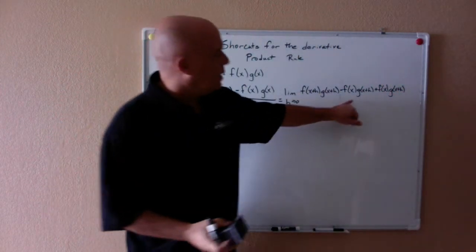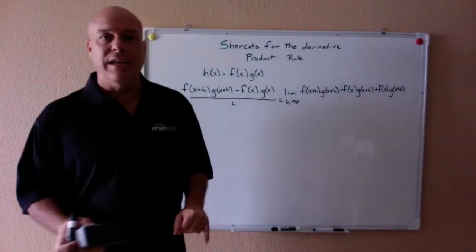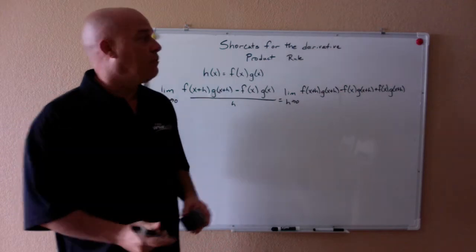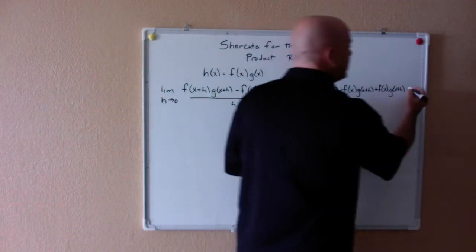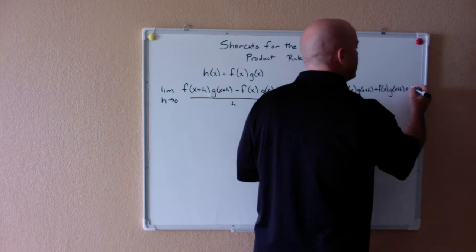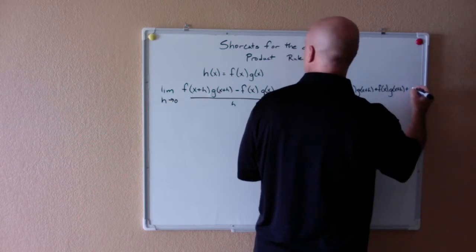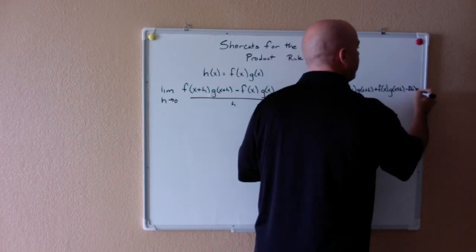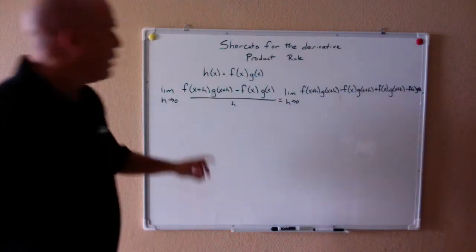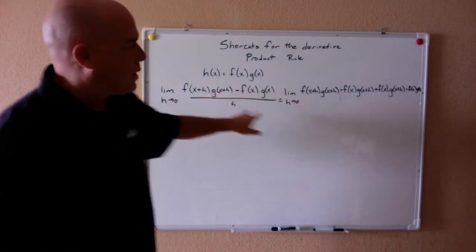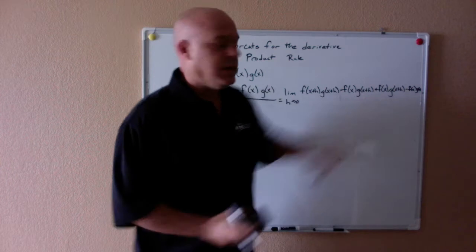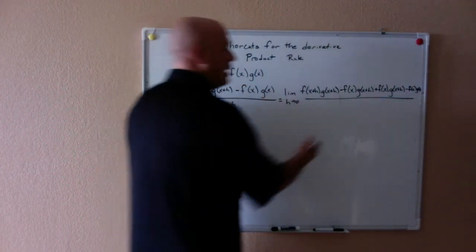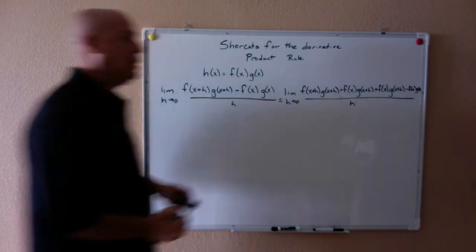So notice that when I subtract this and then add it right back in, I'm actually adding 0, which seems like a silly thing to do, but it's actually going to be really helpful for us here. So I've added these two pieces, and then of course I still have minus f of x times g of x. And I ran out of room there. Okay, so in the middle of this right here, I added 0 by subtracting f of x times g of x plus h and then adding it right back in. Of course, this is all still divided by h.